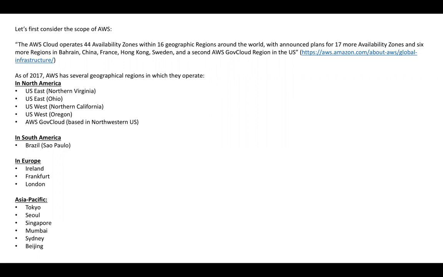In North America, there's 2 in the east, so one in Northern Virginia and one in Ohio, and 2 in the west, one in Northern California and one in Oregon. AWS also has their GovCloud, which is based in their north and northwestern US. In South America, it's based in Sao Paulo. In Europe, it's in Ireland, Frankfurt, and London. In the Asia Pacific, it's Tokyo, Seoul, Singapore, Mumbai, Sydney, and Beijing.